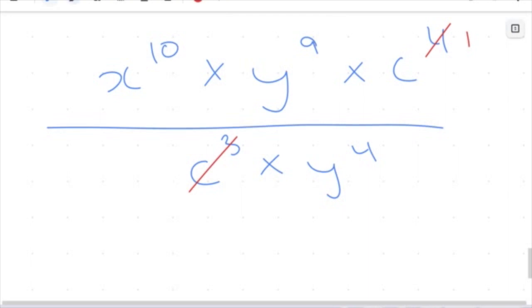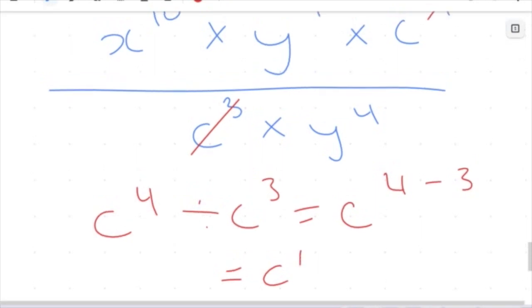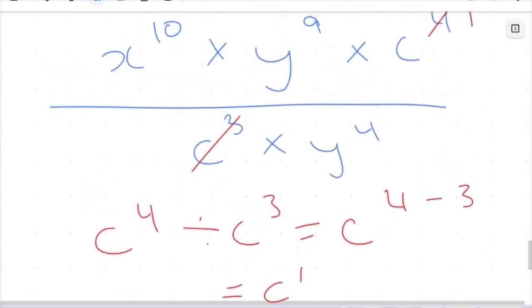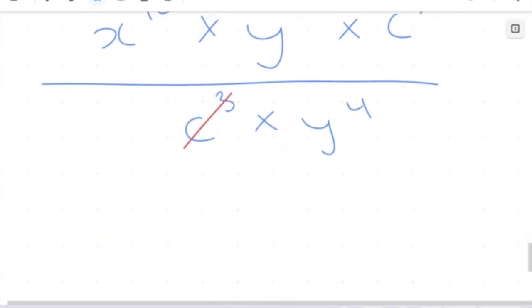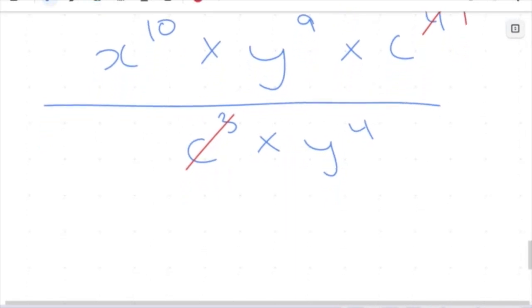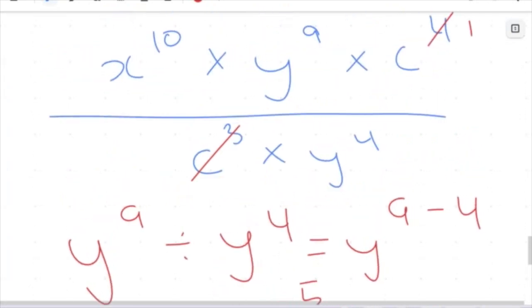That's the same as saying, because remember, we're working with fractions here, this implies a division. So also we can say this is like saying c to the power of 4 divided by c to the power of 3. And when we divide same base indices, we are subtracting the powers. So that gives me c to the power of 4 minus 3, which gives me c to the power of 1, or just c. And we can do the same thing with my y's, because I have a common factor top and bottom. Now I can think of this again as y to the power of 9 divided by y to the power of 4. When we divide same base indices, once again we are subtracting the powers, to give me y to the power of 9 minus 4, which gives me y to the power of 5. So that cancels with this, and I'm left with 5 up here.